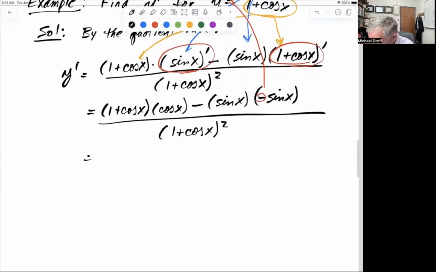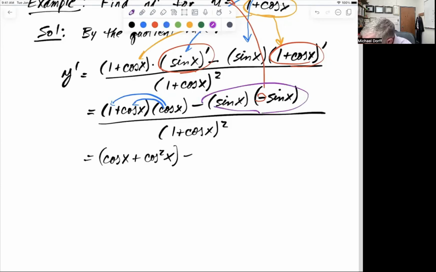So let's just see where it takes us. All right, then I've got these multiplications here, so I'm going to distribute or share a cosine x times what's in the parentheses in front of it. And so I've got 1 times cosine x, which would be cosine x plus, and then I have a cosine times cosine, which would be cosine squared x. All right, and then over in the second part here, I've got now sine times minus sine, so that's going to give me a minus sine squared x.